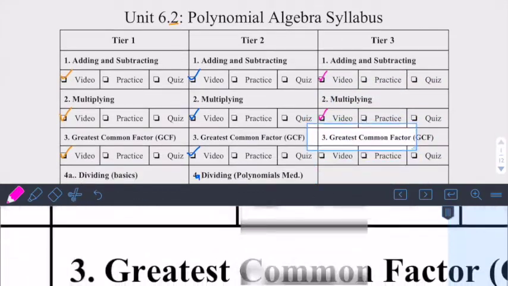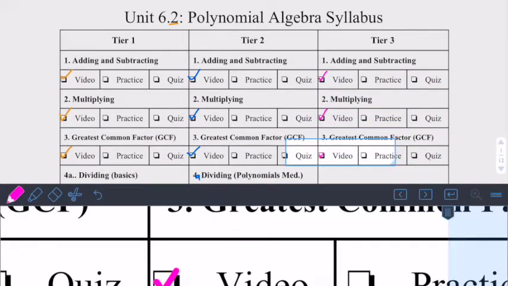This is Tier 3, Lesson 3, Greatest Common Factor of Polynomials.